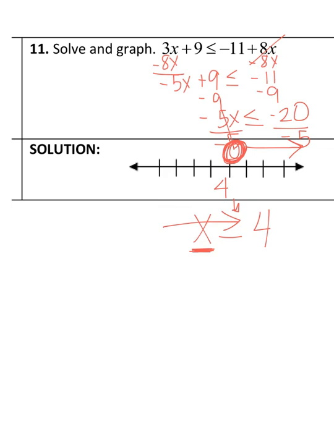And because I took the time to draw this line, I'm going to take the time to fill in the circle because it is greater than or equal to.